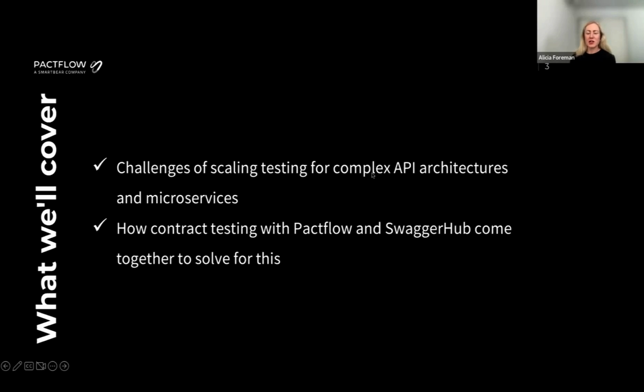So let's cover off a bit of an agenda of what we want to share with you. We've got 2 main points we want you to take away. We're going to have a look at the challenges of scaling testing in complex API structures and microservices. And then we're going to explore how contract testing with Pactflow, along with Swagger Hub, can come together to solve this. I guess our aims for today are to not only help you reinforce some of the knowledge that you already have around maybe these 2 topics, but take away some new information that you can share back with your teams.